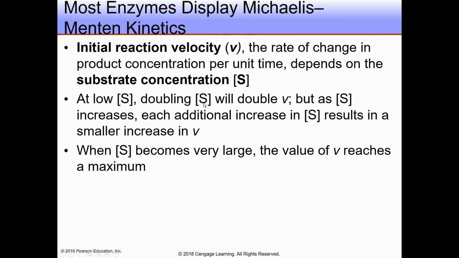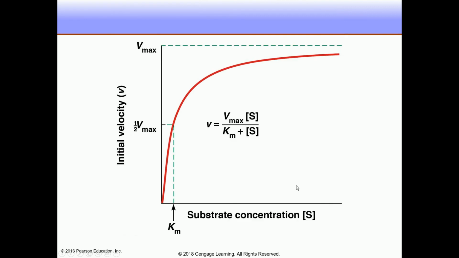So the rate of change in product concentration per unit time depends on the substrate concentration. At low S, at lower concentration of the substrate, doubling the substrate will double the rate of reaction, but as substrate concentration increases, each additional increase in substrate results in a smaller increase in the velocity. When S becomes very large, the value of velocity reaches a maximum. So initially when you increase the substrate concentration, the rate of reaction increases, but as we keep on increasing the substrate concentration, the rate of reaction becomes constant.